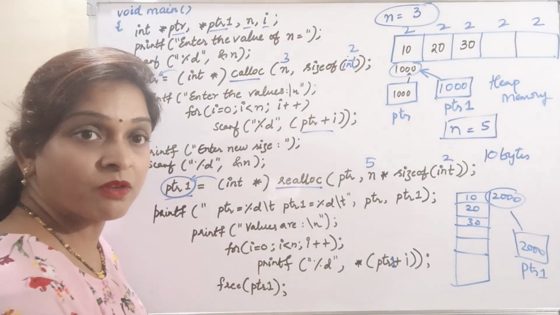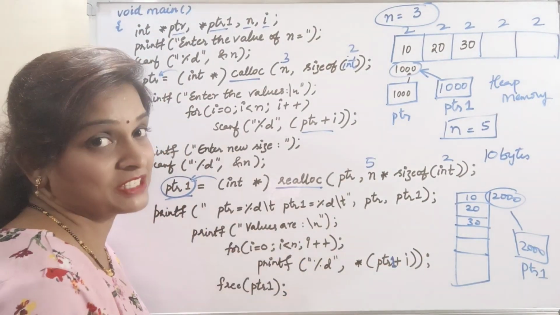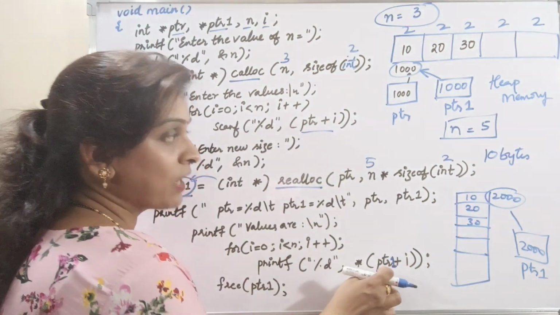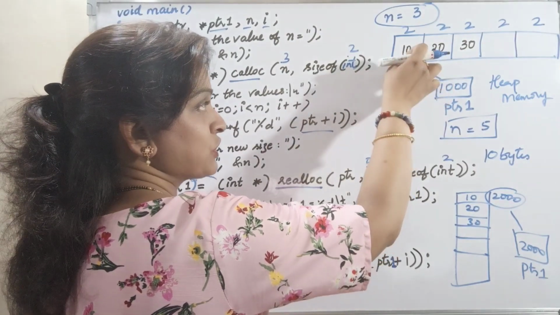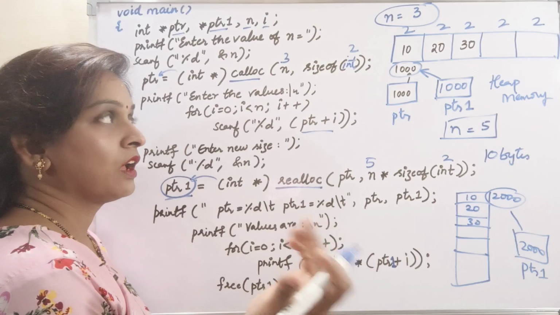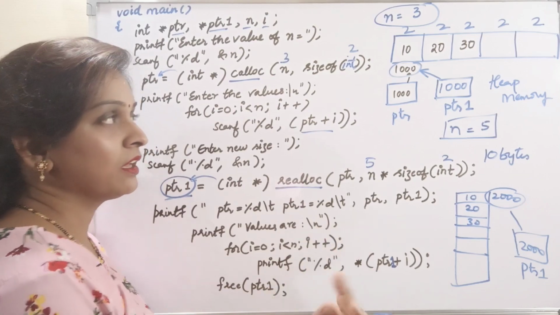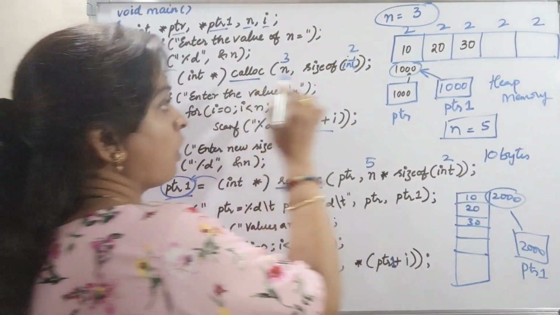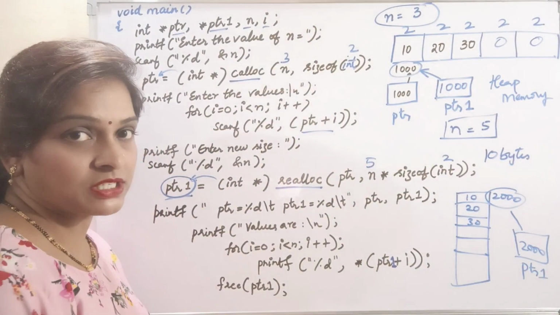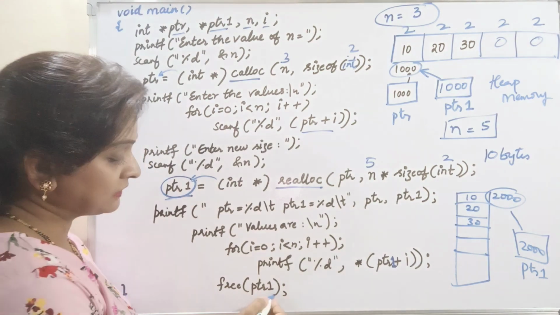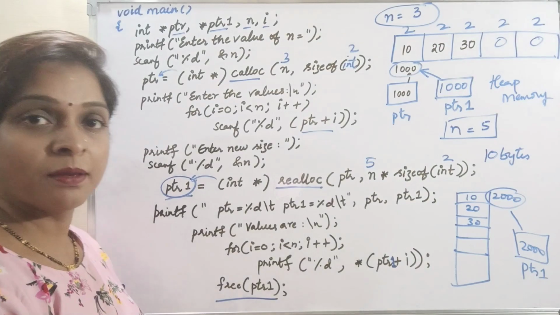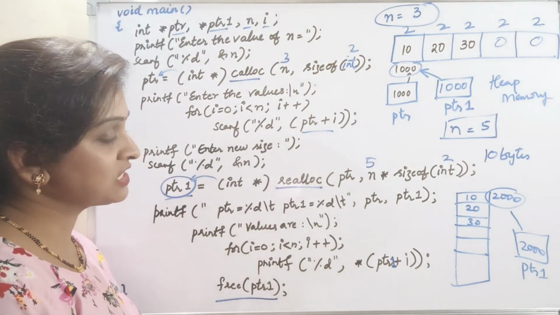How is this asterisk PTR1 plus I going to work? You can please check out the previous video, calloc and malloc. So here we have to write PTR1 so that it points to the extended memory, the new extended memory. Then I get 10, 20, 30 and here, as it is calloc, you get 0. If it is malloc, you can just get some junk value. Then at the last we need to say free PTR1. Then close the main program. So hope you have understood this reallocation.